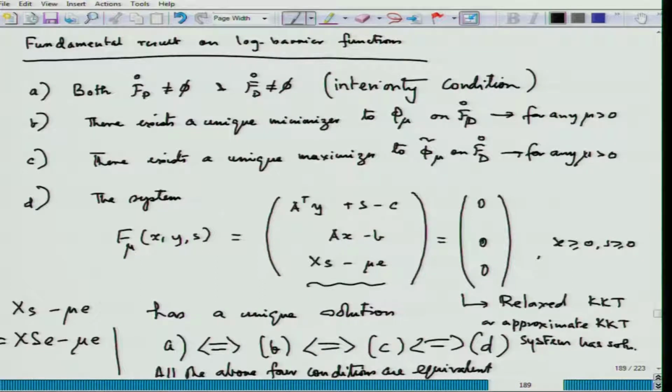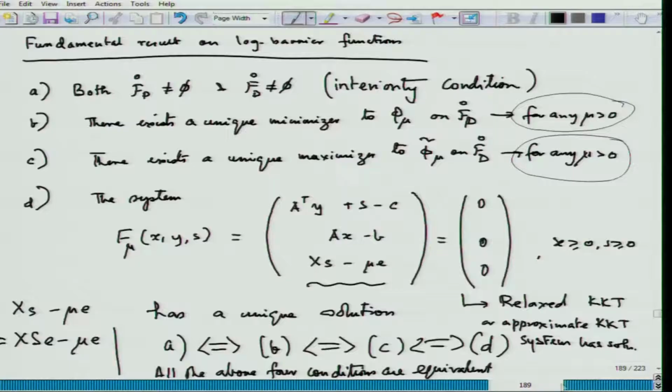So, the interesting fact that this result tells us is that this mu is not a very big problem. You can take any mu strictly bigger than 0. So, that is why we have written here for any mu and for any mu. Now, this is something very important and we have to keep in mind, because this is central to the development of interior point algorithms for linear programming problems.